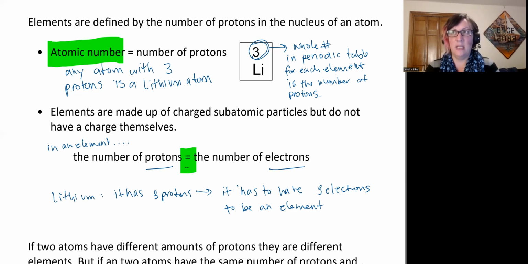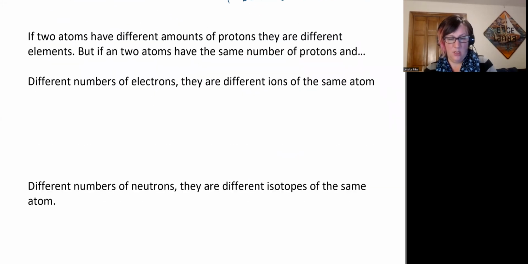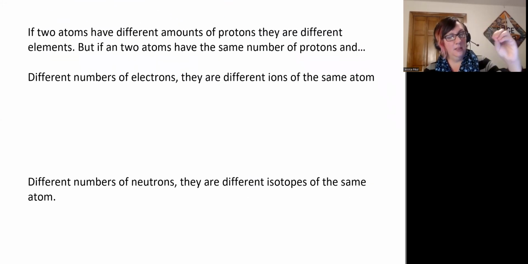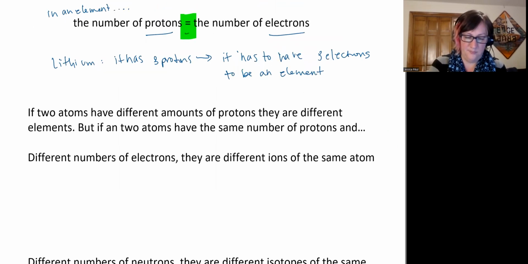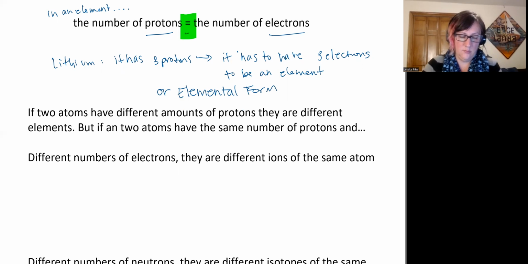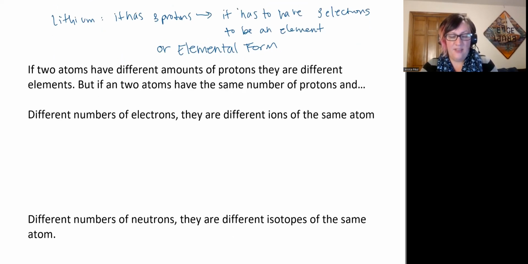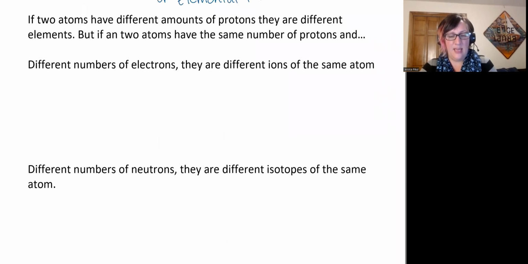Now, that doesn't mean that it necessarily will. An atom of lithium may be an ion that actually has an imbalance between the two. So if the actual element is defined by those protons, something will be in its elemental form when the number of electrons matches. That's another way we say that. Let's write that down. If you had a couple atoms and they had different numbers of protons, they would be 2 different elements.